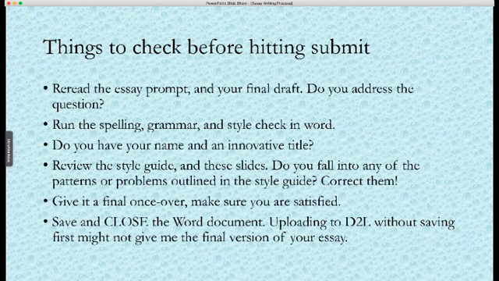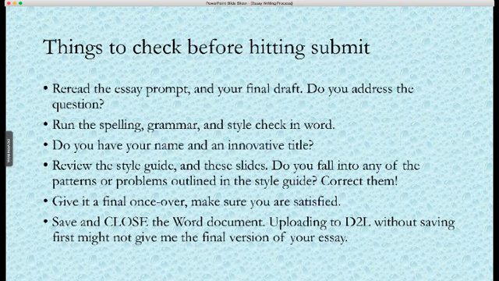Make sure your name and an innovative title are on the top of your first page. That is a good way to really grab my attention, whether it's there or not there. Because if it's there, I'm like, hey, cool title. If it's not there, I'm like, well, I don't really remember whose essay I'm reading.